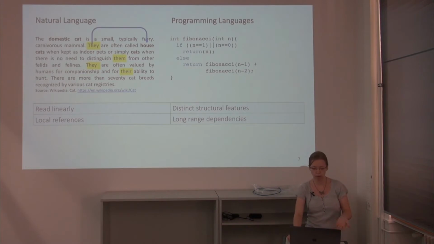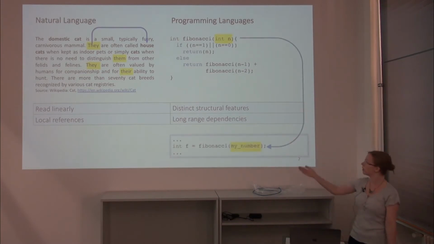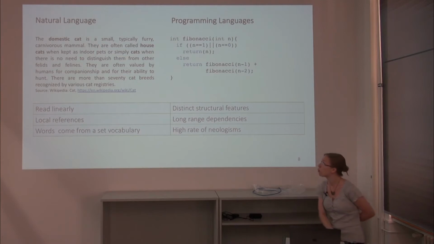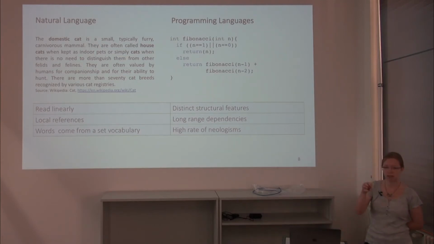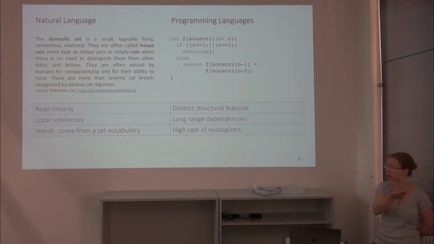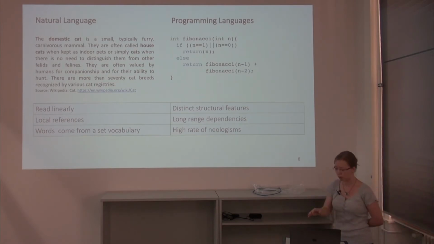So my Fibonacci function right here, I could call it from a totally different part of my file, or perhaps even from a different file. Hence the long-range dependencies. Furthermore, while in natural language words come from a set vocabulary, and usually, with some exceptions, a word in one sentence has the same ensemble of meanings as the same word coming from a different document. That is not at all the case for code.